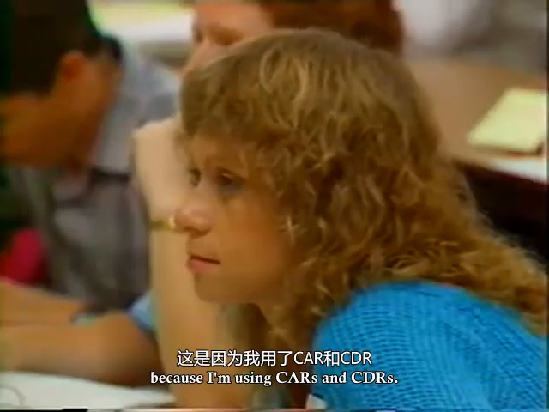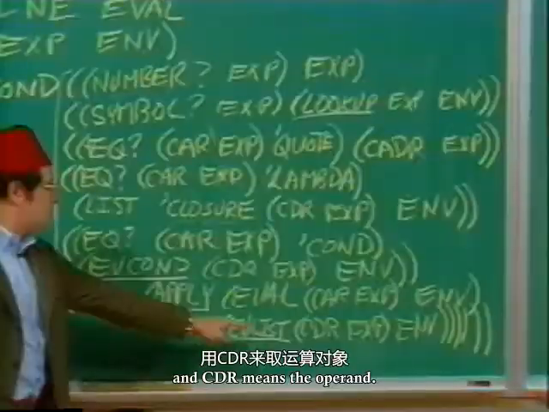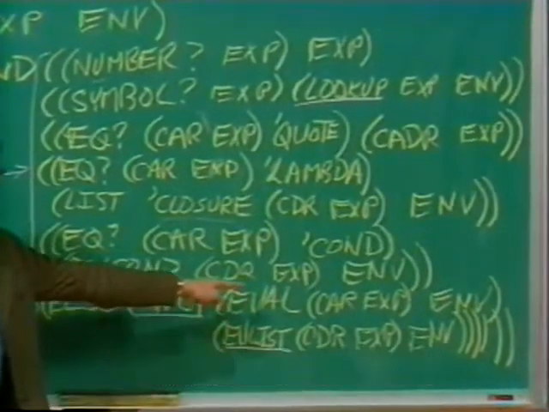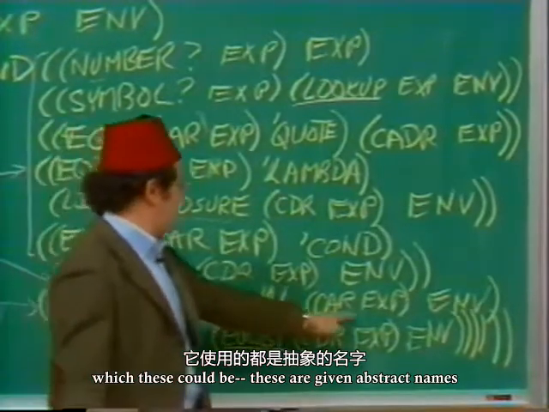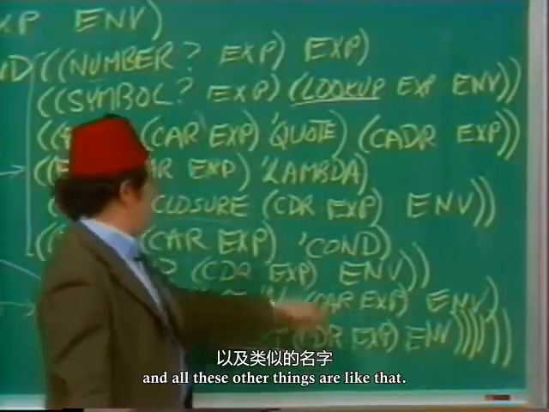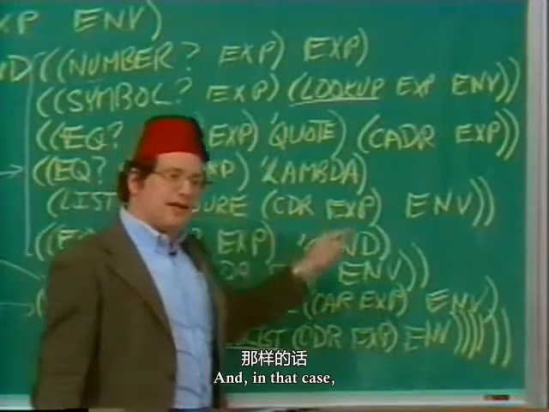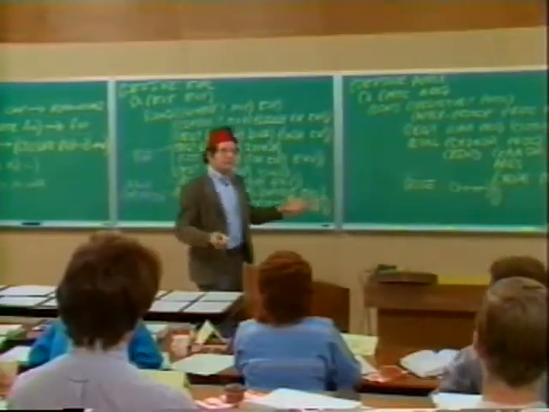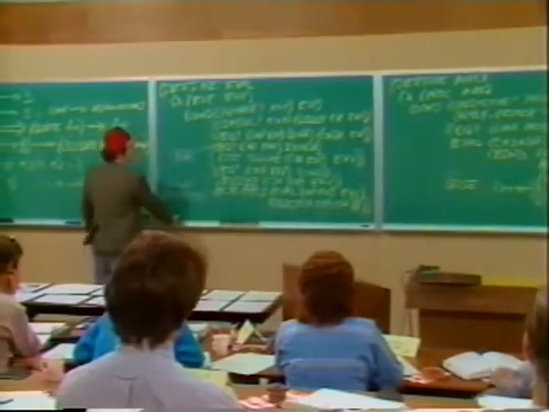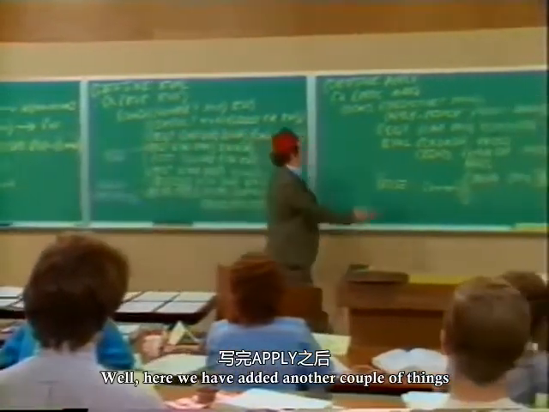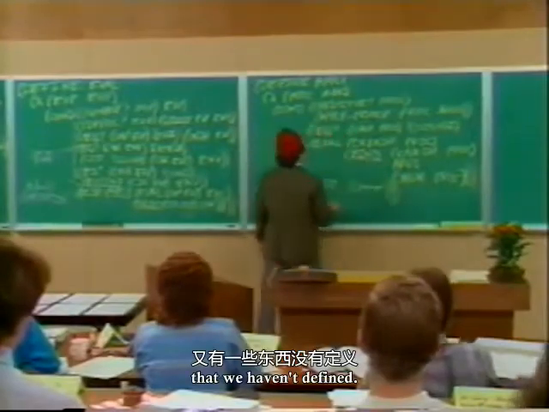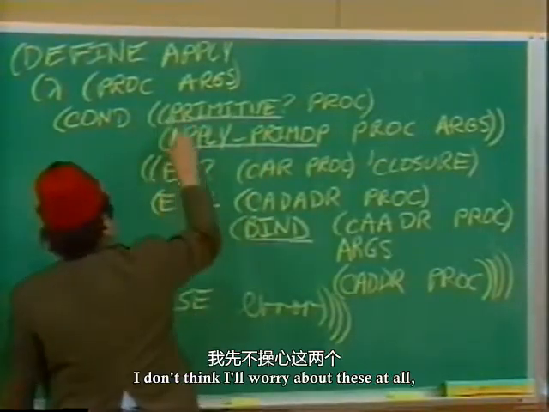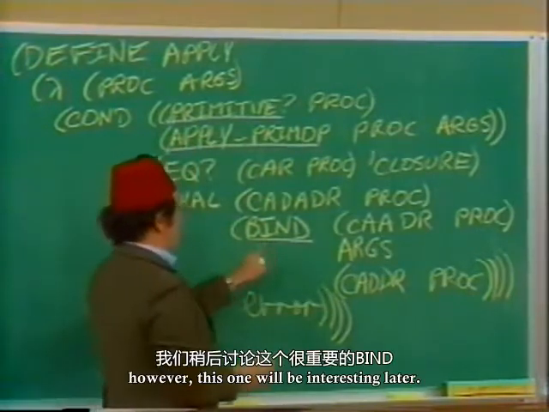In fact, in this concrete syntax evaluator I'm writing here, there's an assumption built in that this is Lisp. Right? Because I'm using cars and cdrs. Car means the operator, and cdr means the operands. In the text, there's an abstract syntax evaluator for which these are given abstract names like operator and operand and all these other things like that. And in that case, you could reprogram it to be Algol with no problem. Okay, well here we have added another couple of things that we haven't defined. I don't think I'll worry about these at all. However, this one will be interesting later.